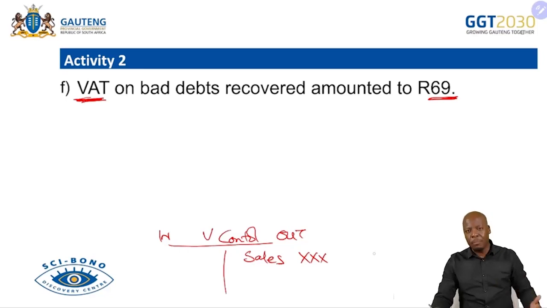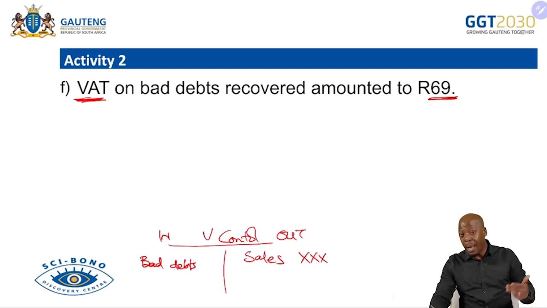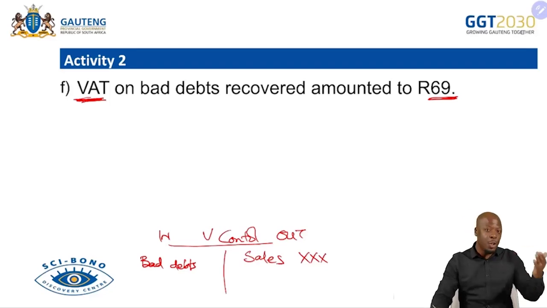Remember, the output, it is payable to SARS. The moment I have bad debts, it reduces the amount payable to SARS. So I'm going to have bad debts here now. That means I have reduced the amount payable over to SARS, because sales, output, is due to SARS. And once bad debts occur, it reduces the amount that is payable to SARS.